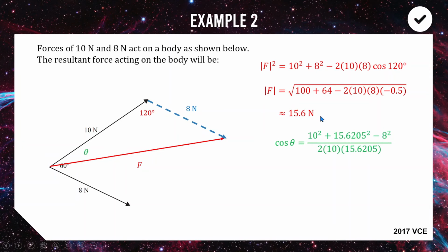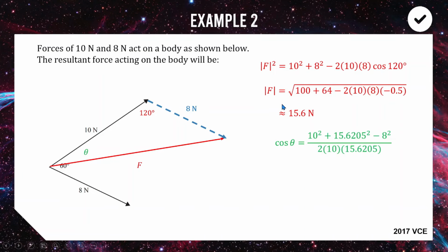Now we'll find the size of angle theta also using the cosine rule, because now that we have f, we have 3 sides in this triangle. We could have used the sine rule, but we can also use the cosine rule to find theta. So we've got cos theta equals a squared plus b squared minus c squared all over 2ab.